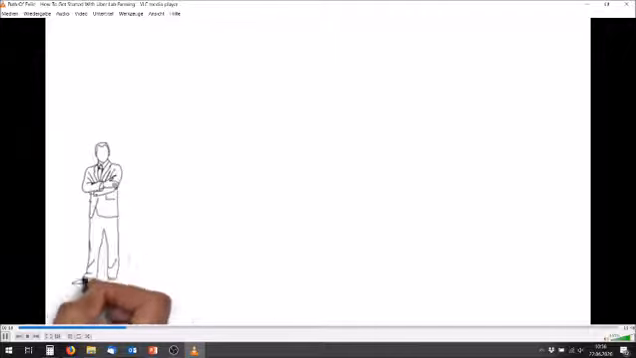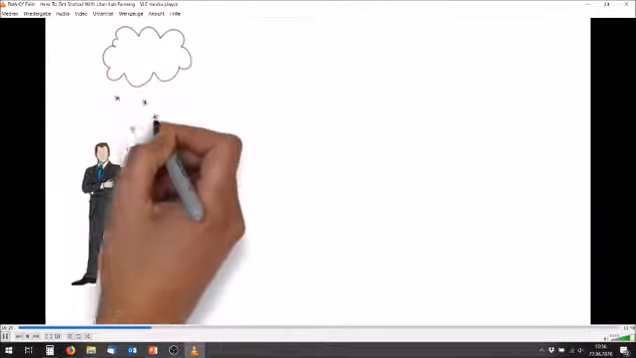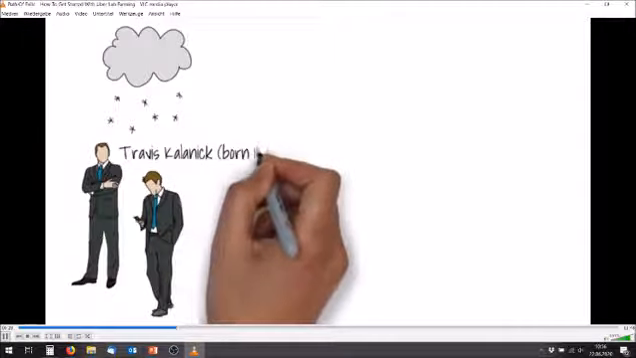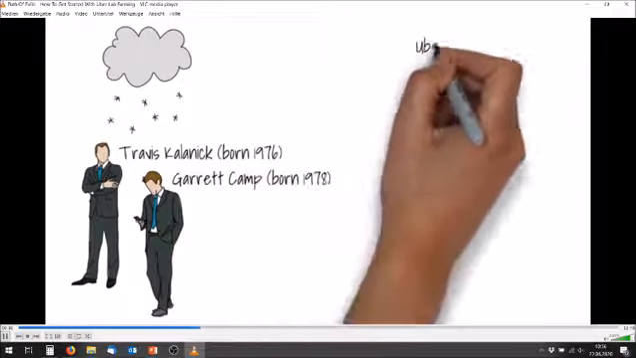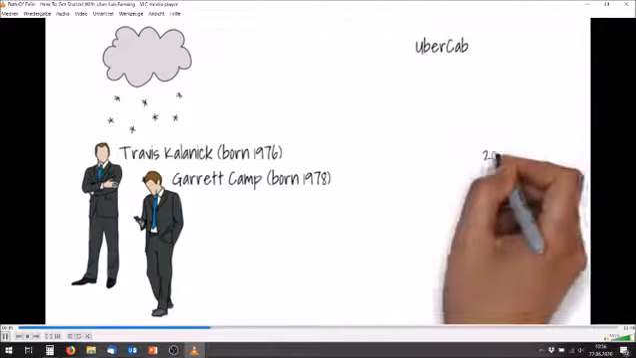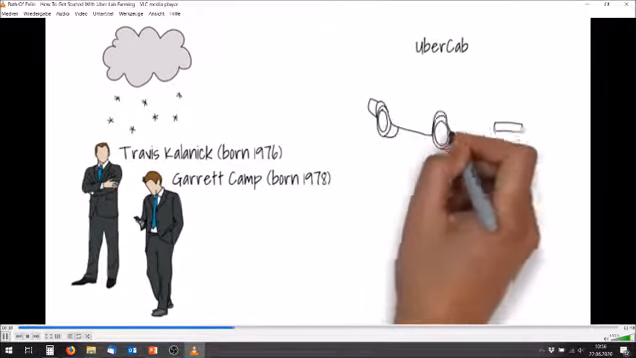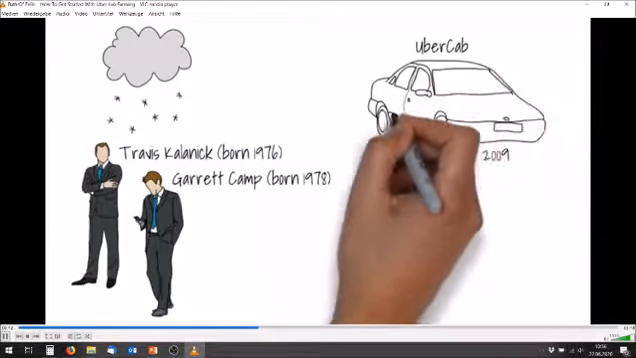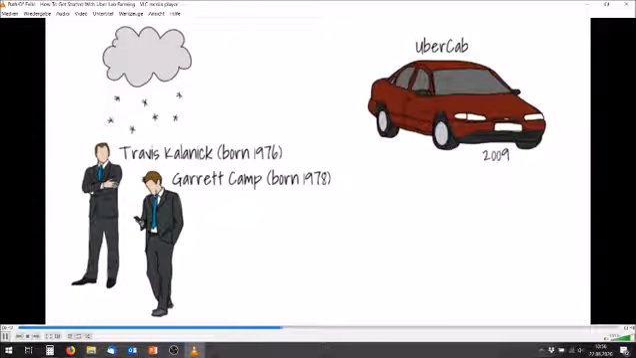Travis Kalanick and Garrett Camp were waiting in the snow on a Paris evening in 2008. After having trouble hailing a cab down, the two entrepreneurs came up with the idea of an app that can be used to request a car. Originally called Uber Cab, the company was founded in 2009 and the app was launched to the public in May the following year. By September, they were getting positive press coverage, and in October they raised $1.25 million in funding. Later that month, the name was simplified to just Uber.